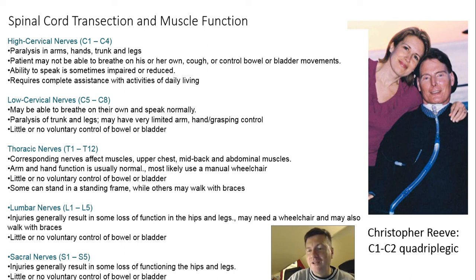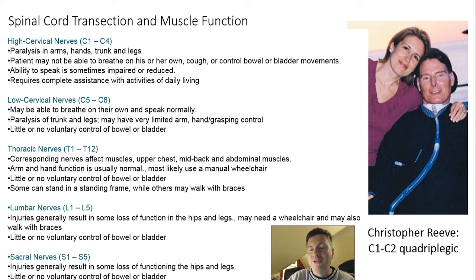So Christopher Reeve, for those of you who remember Christopher Reeve, who was Superman in the movies when I was growing up, he suffered a horseback injury. He was riding a horse. He went over the top of the horse, and he had a C1, C2 injury. He had a spinal cord injury at C1, C2. He was lucky to live because typically speaking, you're going to have paralysis of the respiratory system.